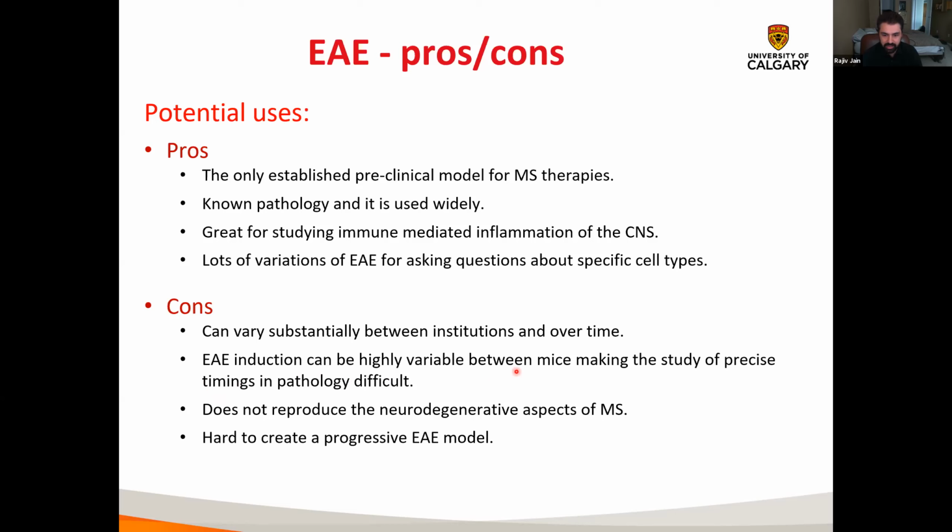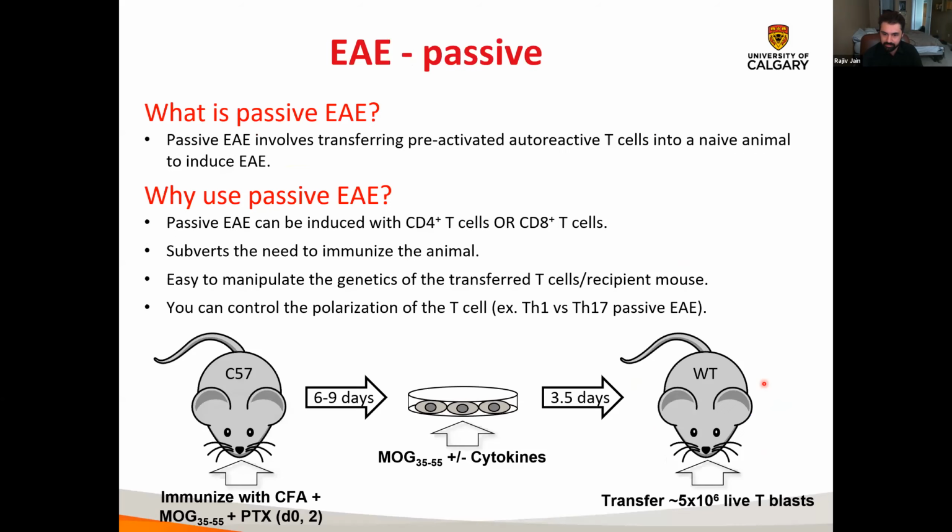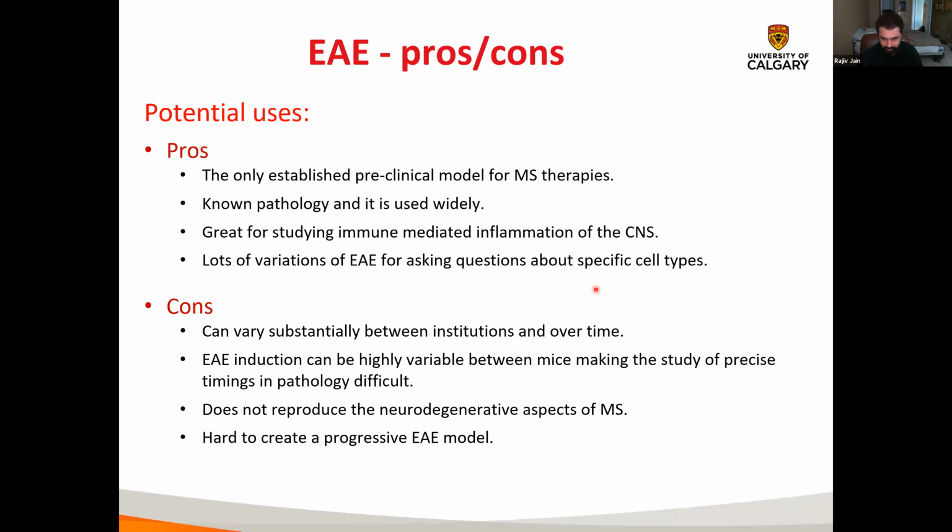EAE induction can be highly variable between mice. And so if we were to go back to these disease curves I alluded to, these look very nice, and it looks as though the mice would be developing a similar course of disease, but the reality is there would be a lot of heterogeneity. Some mice would develop disease faster, some later, some would develop less severe disease, some more severe, and also some mice would, I guess, go into recovery phases, whereas others might have a secondary attack or chronic attack. And as a result of the variability in EAE, it can make studying precise timings in the pathology very difficult.